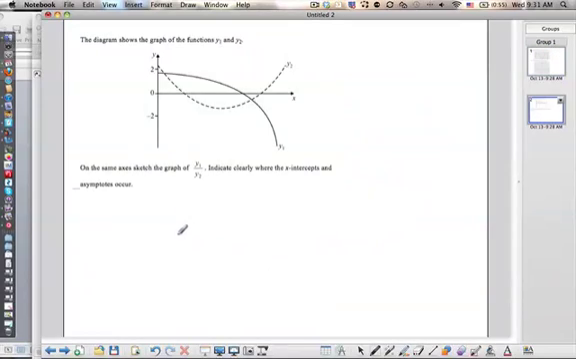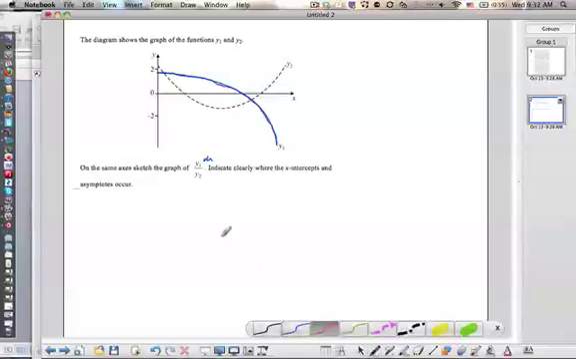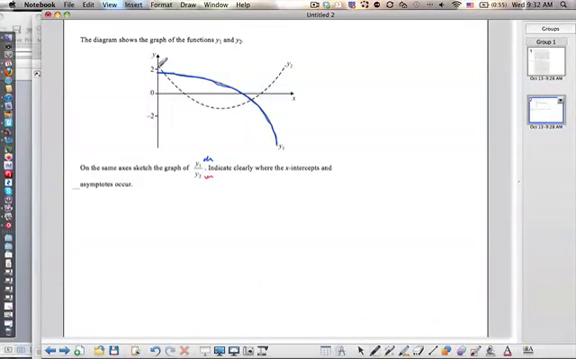This one's a tad bit more difficult. So it says to graph y1 divided by y2. So here's y1. Do this one in blue. y1 is in blue. And y2 we'll do in red. And then we'll do the new one in green.